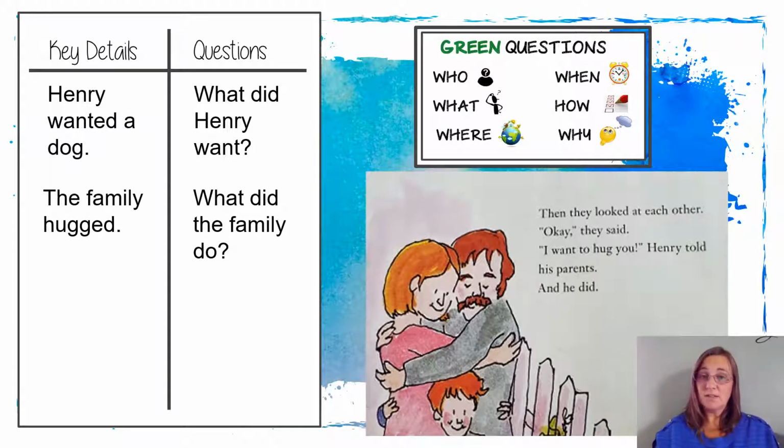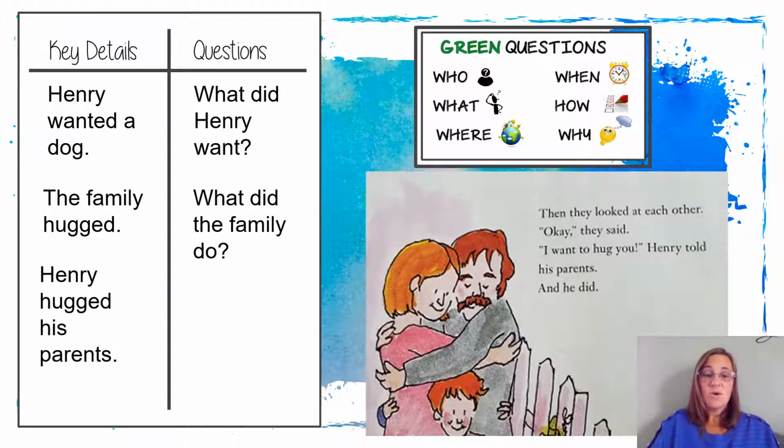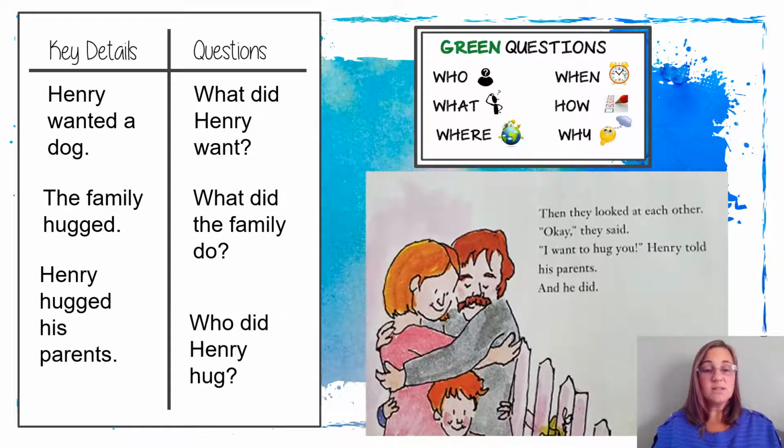The family hugged. Another key detail you might have noticed was that Henry hugged his parents. You can see that when it says his parents in the text and in the picture. One question you might have asked to go along with this key detail is who? Who did Henry hug? His parents. You see how that works?